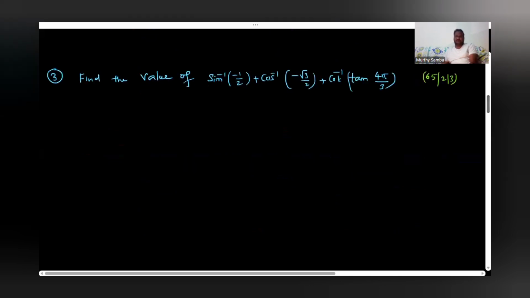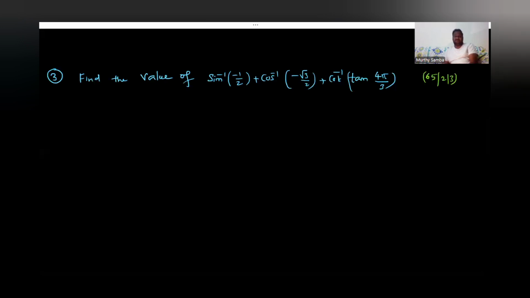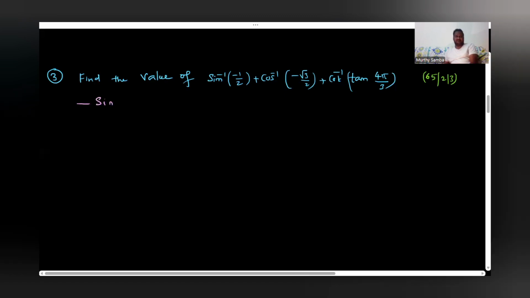See, this is the problem that you can understand and you can do it easily. Sine inverse negative 1 by 2. First of all, basically sine inverse of negative x is equal to negative sine inverse x. So negative sine inverse 1 by 2. And the cos inverse of negative x is going to be pi minus cos inverse x. So pi minus cos inverse root 3 divided by 2.